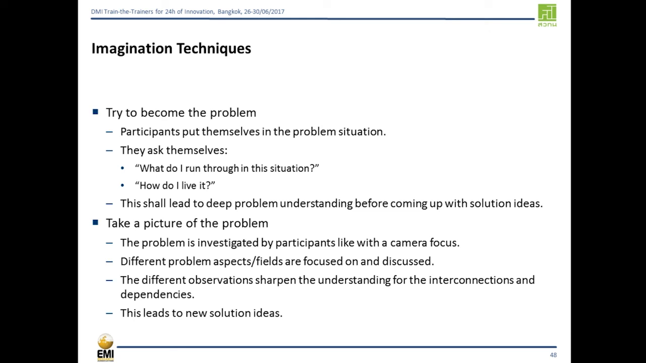Or take a picture of the problem. The problem is investigated by participants like a camera focus. With a camera, depending on where you look, you can focus on different problem aspects. So one aspect is how to get as quickly as possible to the dentist. I don't want to wait 1 week, 1 month. I focus on that. Or if I go there, I don't want to be there. It's always the ambience is horrible, and I have fear. I'm scared. So the camera focuses on this aspect, and you describe the problem that you face nowadays in this focus, just to help get deep problem understanding once again.